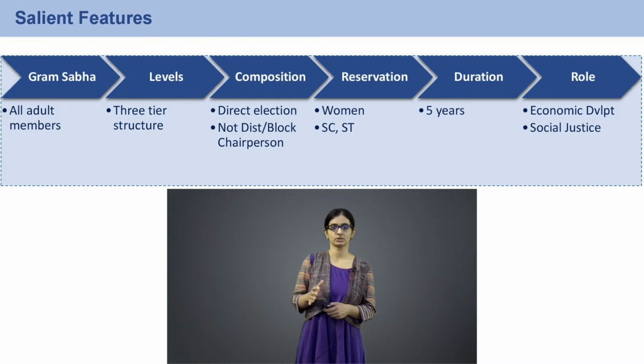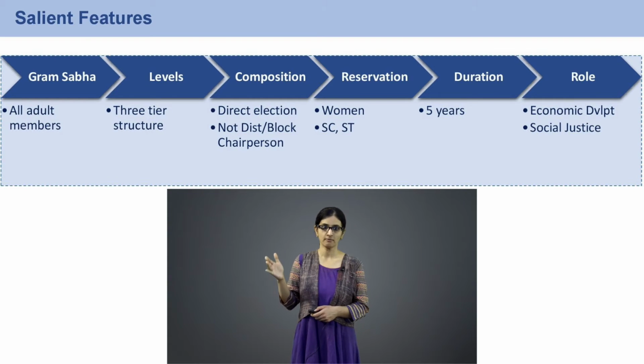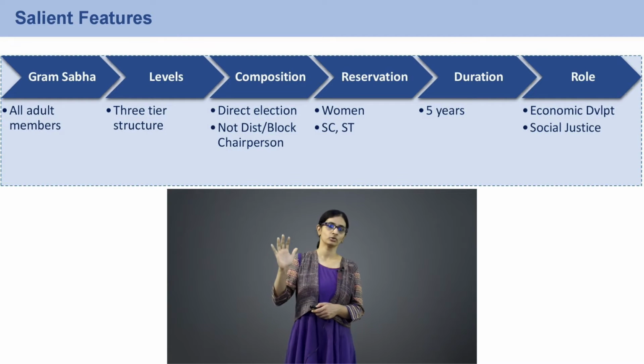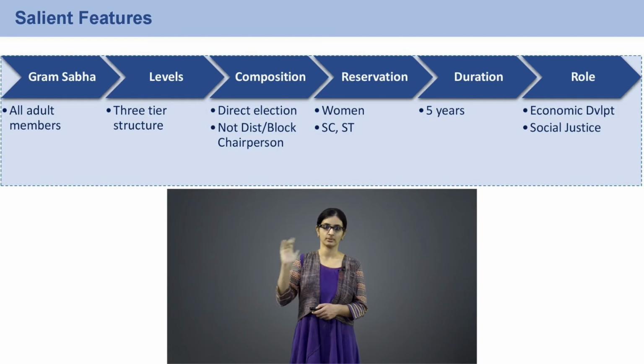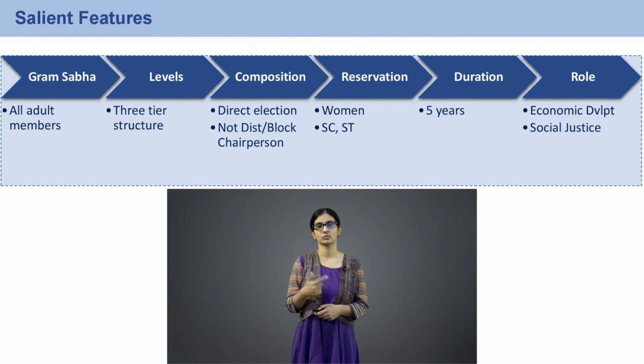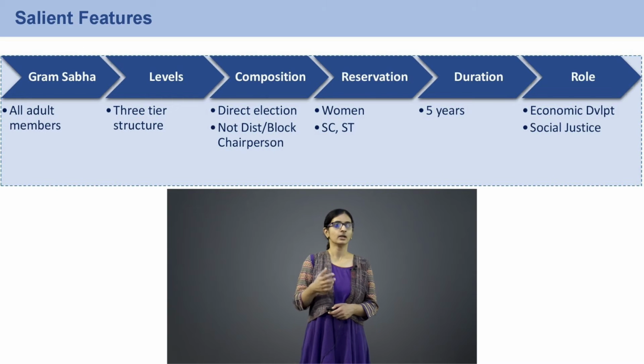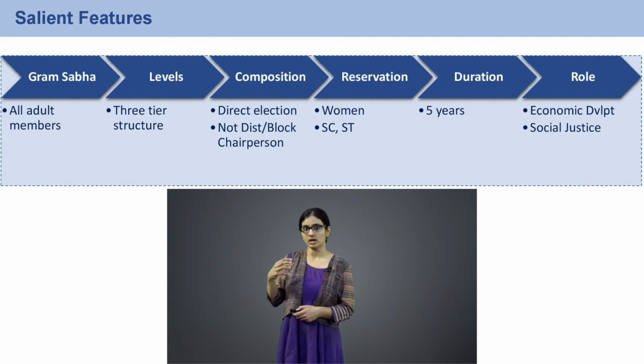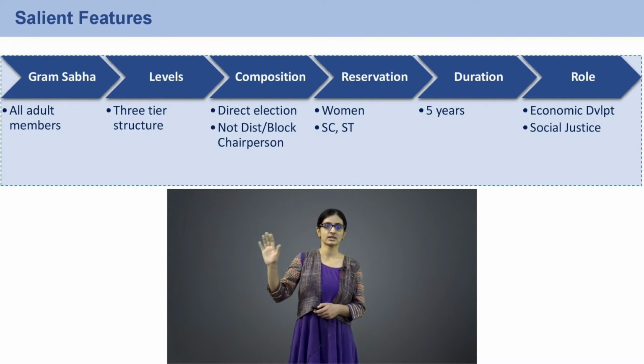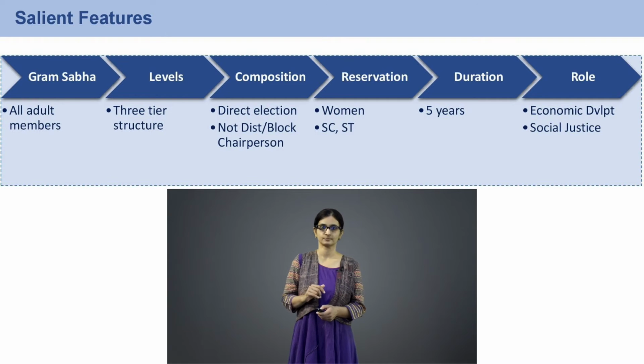One-third of the total seats are to be reserved for women, that is, not less than one-third should be for women. And of the seats that are reserved for scheduled caste and scheduled tribe, even among those, one-third has to be reserved for women. And these seats reserved for women may also be allotted by rotation to different constituencies in a panchayat. As far as reservation for other backward classes is concerned, that is left to the discretion of the states.